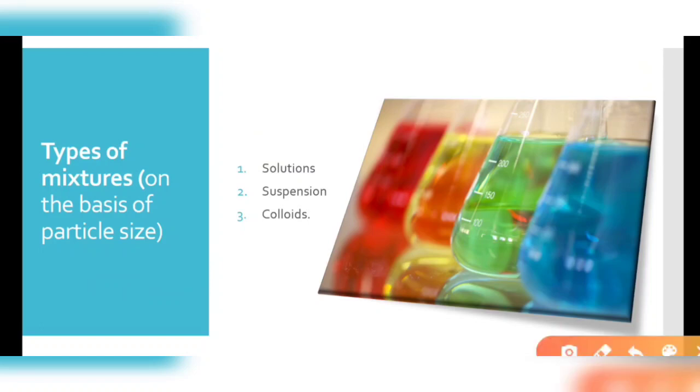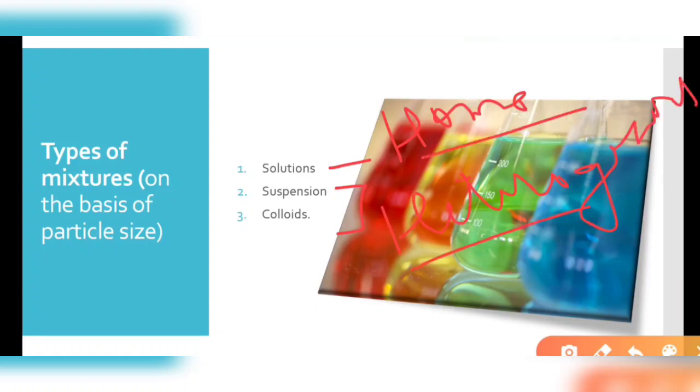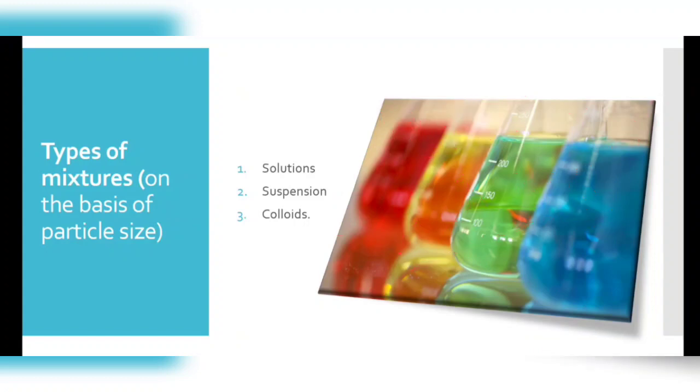We can say that a solution is a type of homogeneous mixture, and suspensions and colloids are heterogeneous mixtures. Means we can categorize according to homogeneous and heterogeneous, or on the basis of particle size. So let's learn about these. What are these?